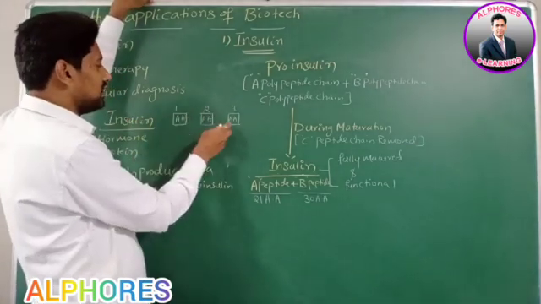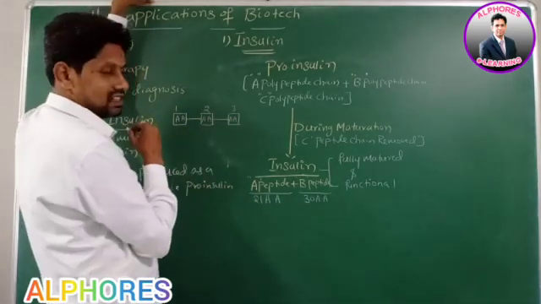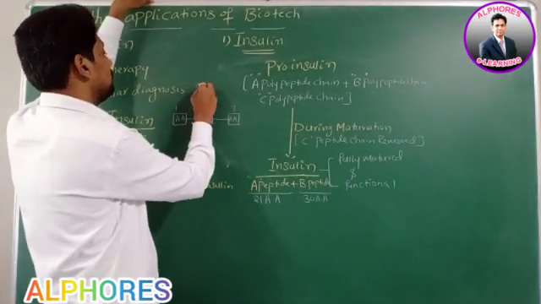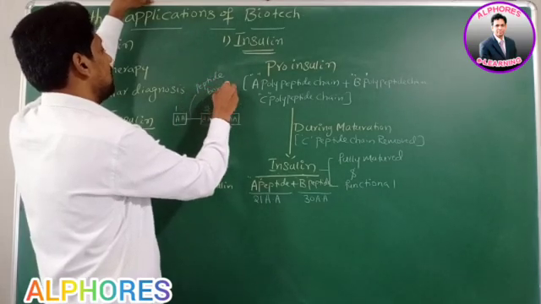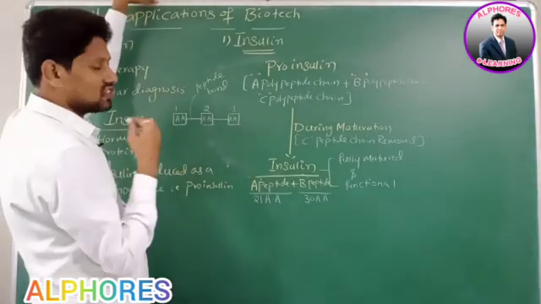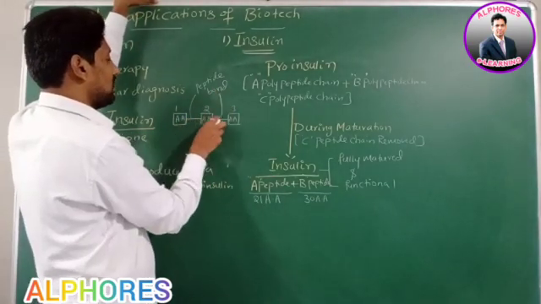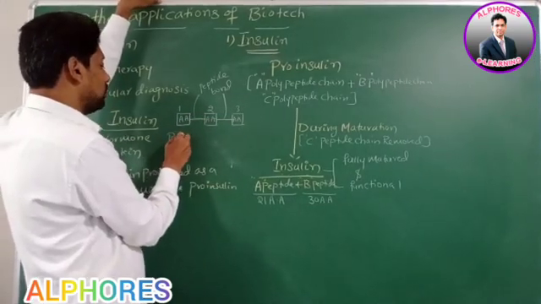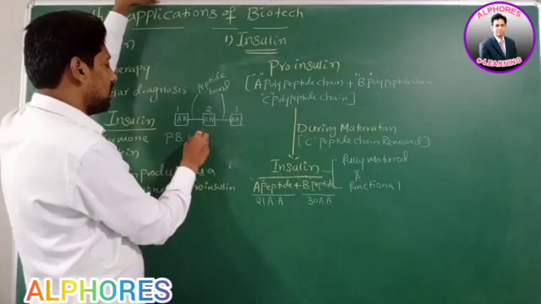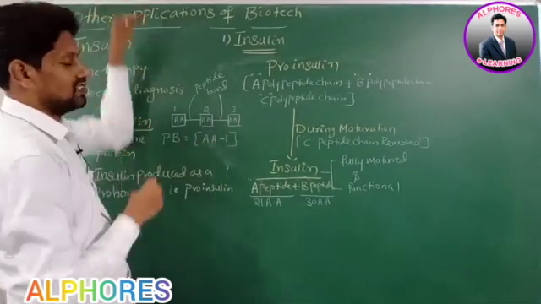In first year, we read that in between two amino acids, which bond is present? Peptide bond is present. See this diagram? In the diagram, 3 amino acids are present, whereas the number of peptide bonds is 2. Therefore, the formula to calculate the number of peptide bonds is: number of peptide bonds equals number of amino acids minus 1.